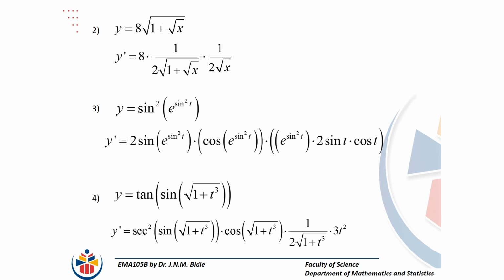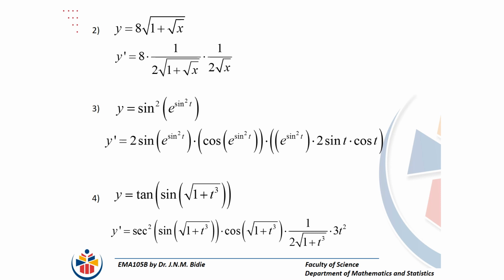Now we're in example 2. We're given 8 multiplied by the square root of 1 plus square root of x. As you can see, this is a composite function of 3 functions. But let's not go deeper than that. Let's find this derivative. 8 will remain, and then we go straight to the square root. The derivative of the square root is 1 over 2 square root. The argument of the square root does not change.